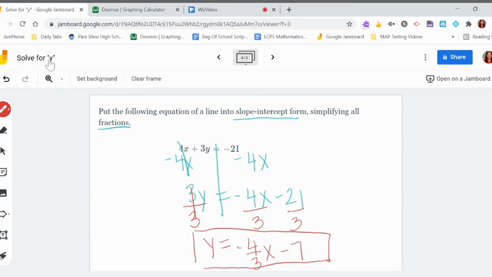All right, that's how we solve for y or go from standard to slope-intercept form. Go ahead and practice in your Delta Math.